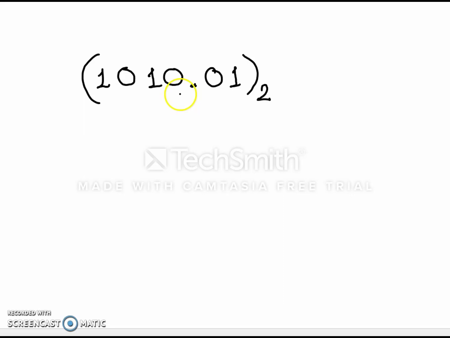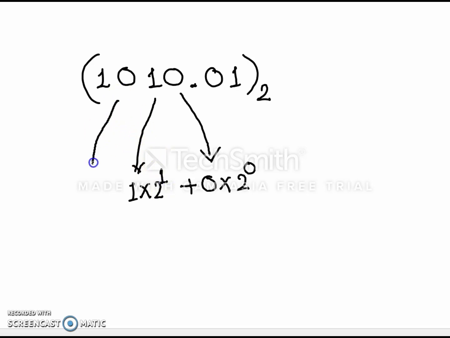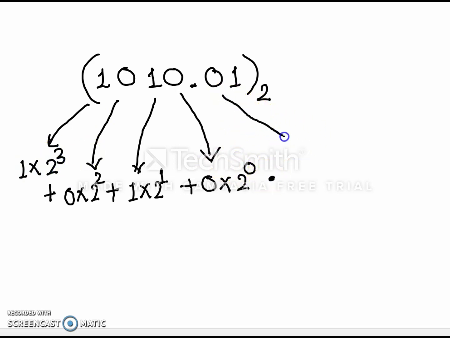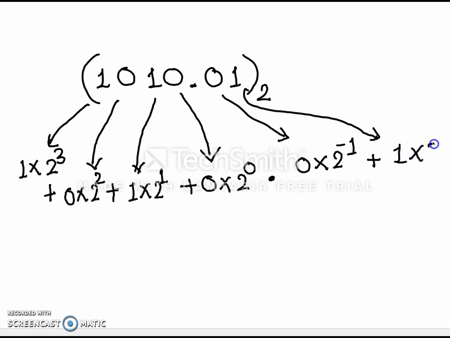The given number is having a base 2 because this is a binary number. So 0 into 2 raised to 0, because the given number is in a binary format, plus 1 into 2 raised to 1, plus 0 into 2 raised to 2, plus 1 into 2 raised to 3, dot, as it is, 0 into 2 raised to minus 1, plus 1 into 2 raised to minus 2.